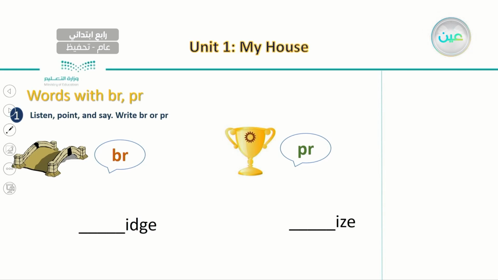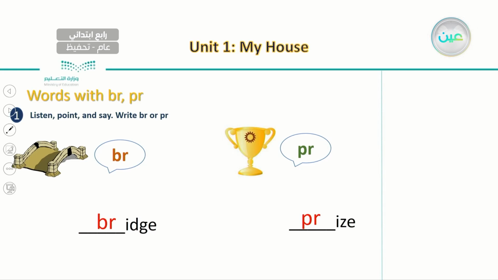Bridge. Bridge starts with B and R. Say after me. Bridge. Now, the second word we have is the word prize. Prize. The second word starts with P and R. Say after me. Prize. Prize.